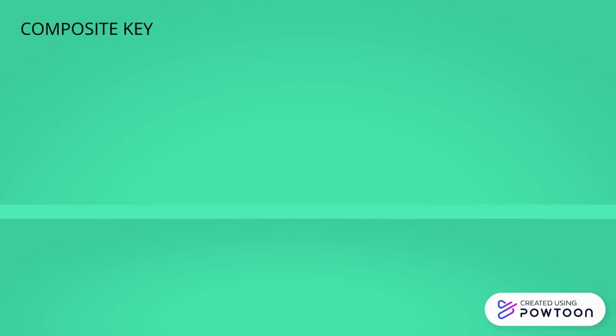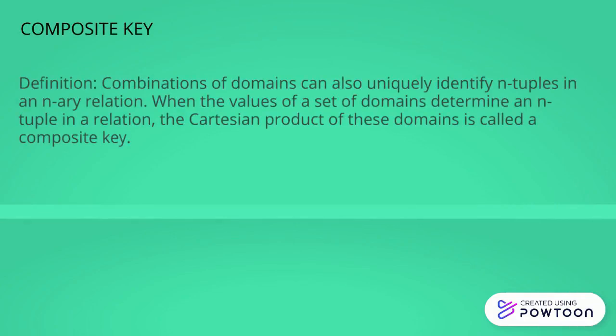Composite key. The definition: a combination of domains can also uniquely identify n-tuples in an n-ary relation. When the values of a set of domains determine an n-tuple in a relation, the Cartesian product of these domains is called a composite key.